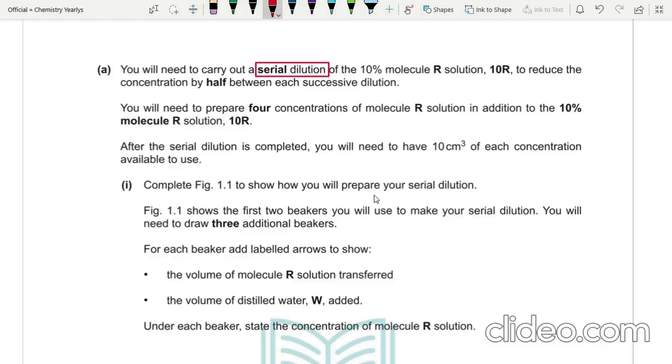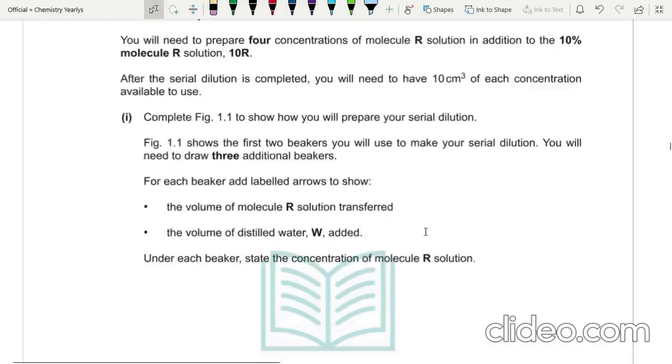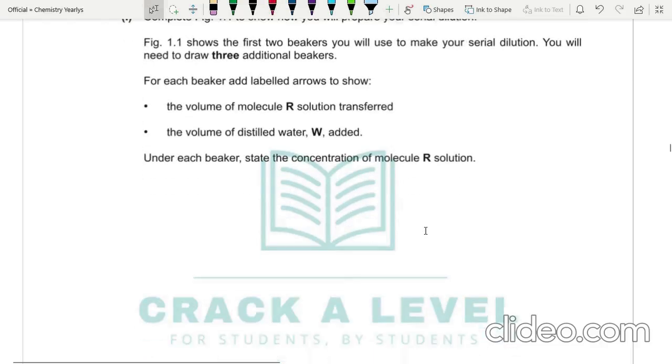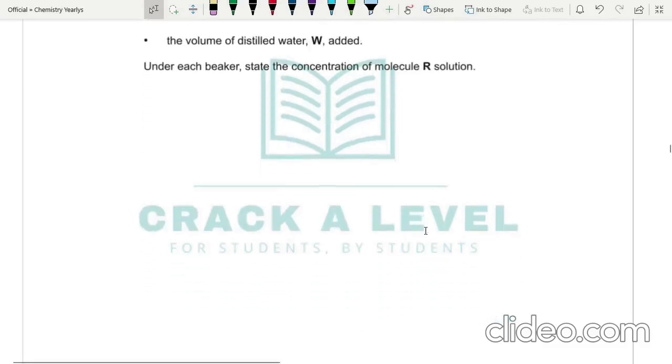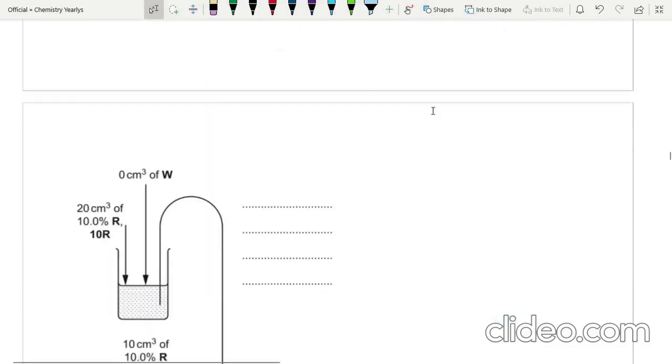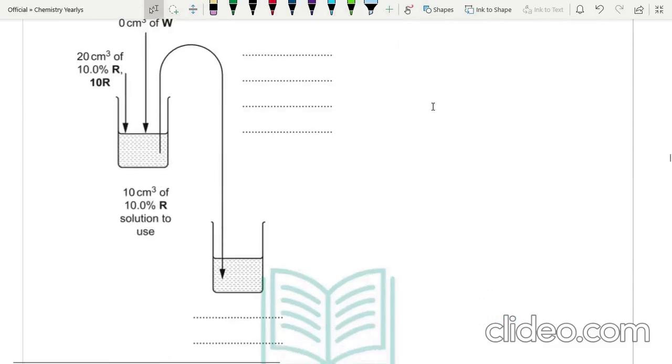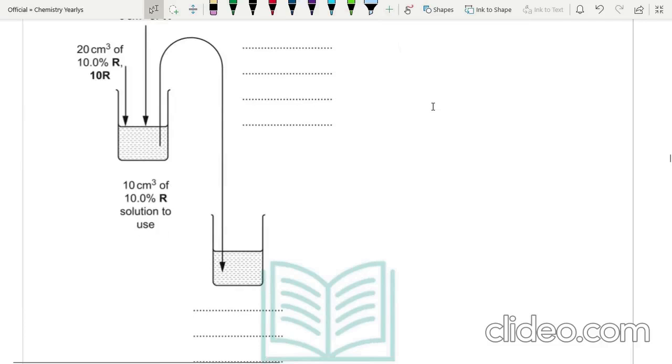So complete figure 1.1 to show how you will prepare your serial dilution. Figure 1.1 shows the first two beakers you will use. To make your serial dilution, you will need to draw 3 additional beakers. For each additional beaker, add labeled arrows to show the volume of molecule R transferred and the volume of distilled water added. So they have given us 2 beakers, we are going to be making 3 others.